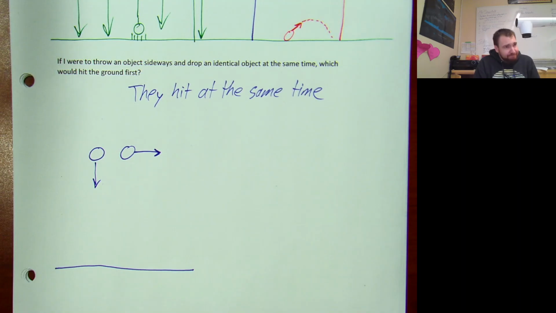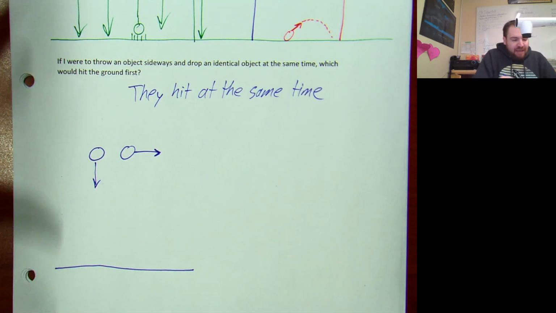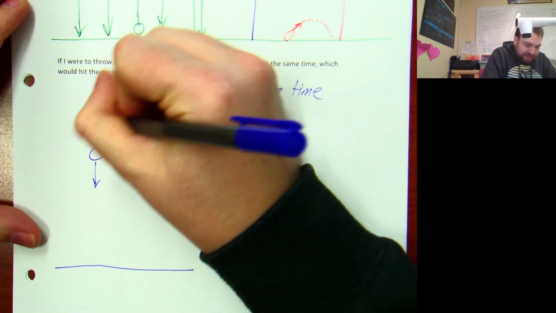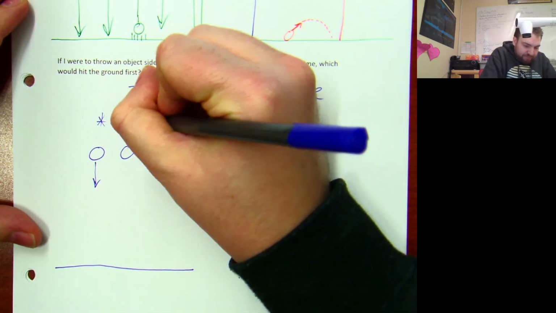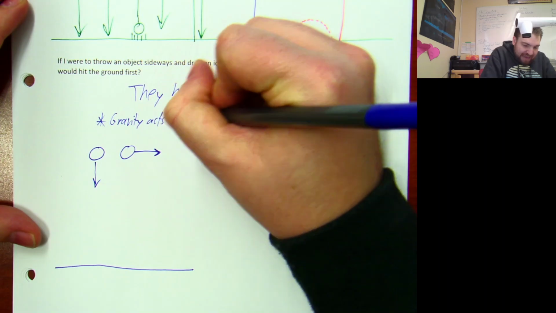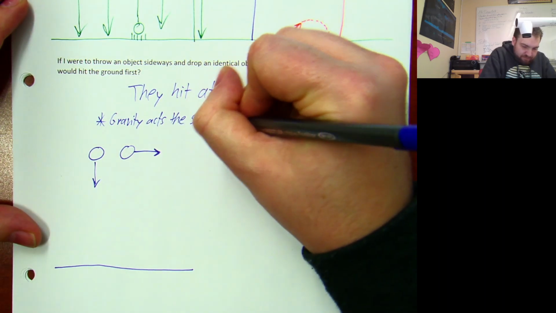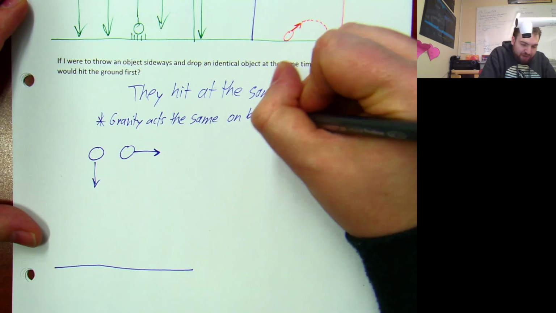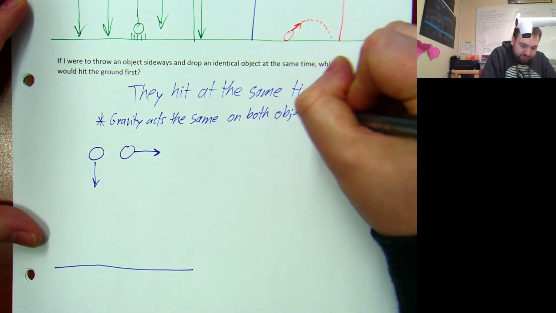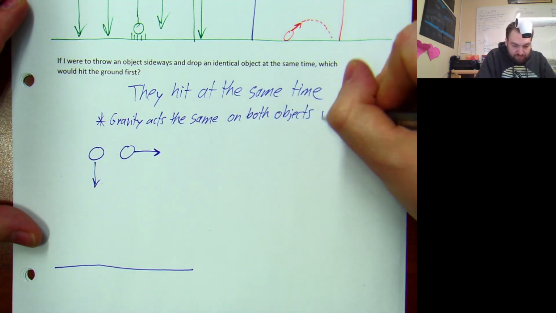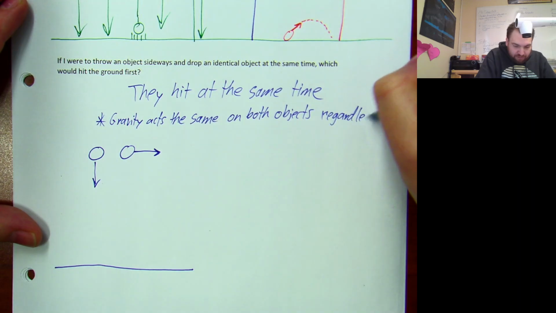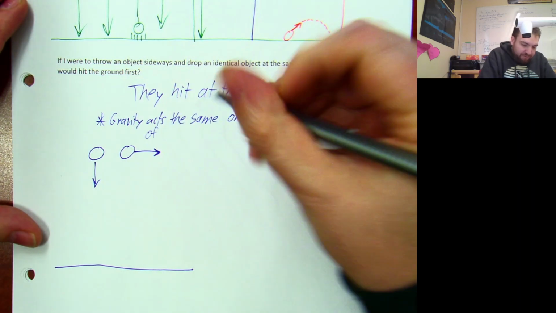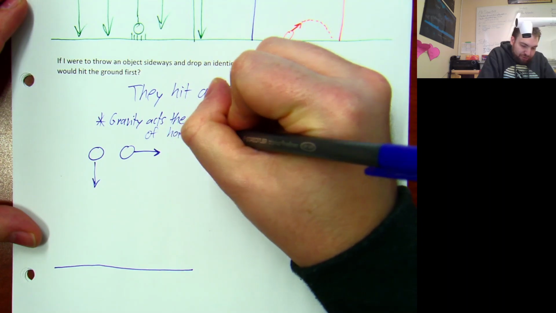You're right. No, you're absolutely right. So, how do I explain? Connor, how do I write concisely what you just said? Because you're exactly right. The idea here that Connor is trying to articulate is that gravity acts the same on both objects regardless of horizontal velocity.